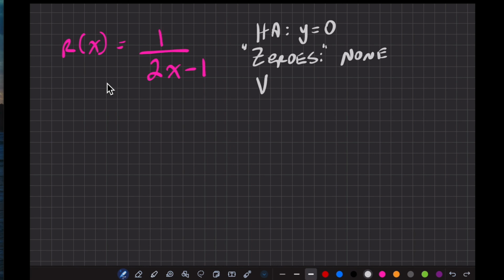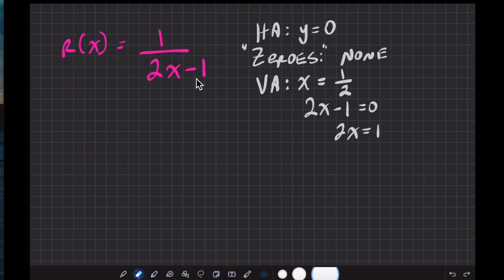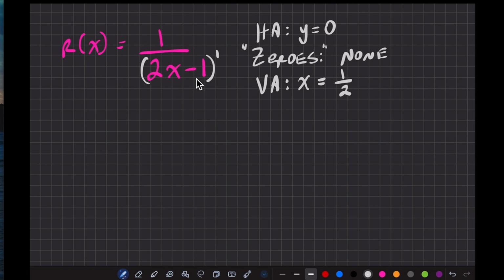Now let's look for vertical asymptotes. Well, the vertical asymptotes are where the denominator equals 0. So let's set 2x minus 1 equal to 0 and solve for x, and we see that there is a vertical asymptote at x equals 1/2. Next, we notice that this factor below is to the first power. That means when the graph approaches this vertical asymptote from the left and the right, the graph is going to be going in opposite directions.